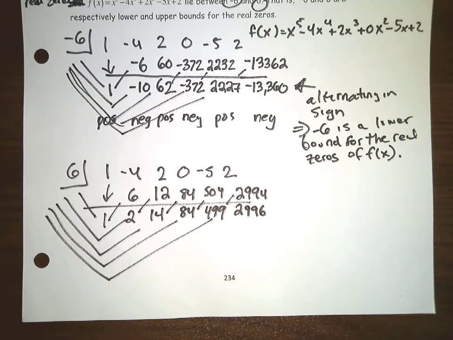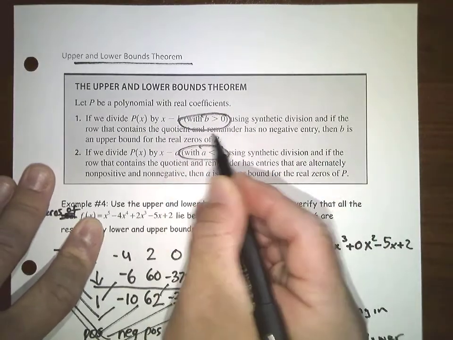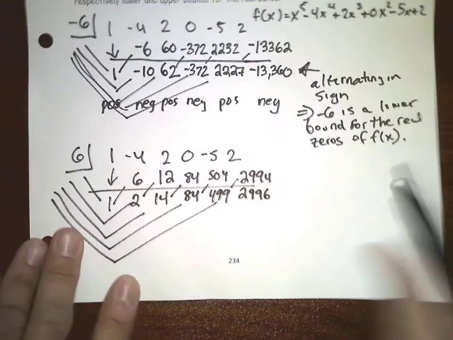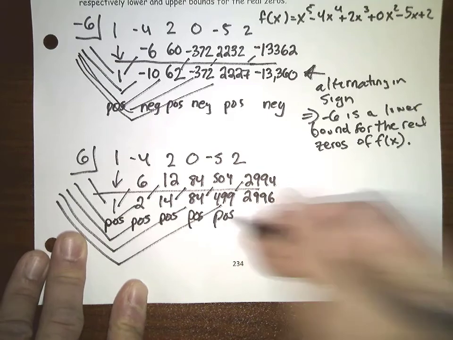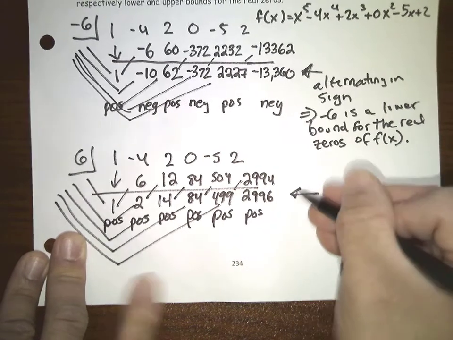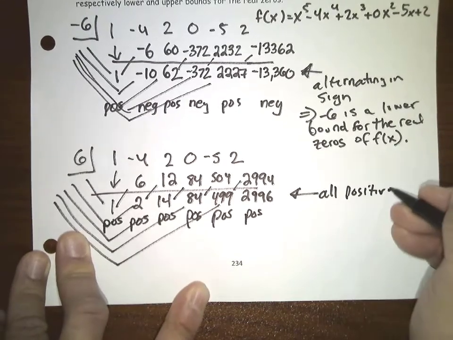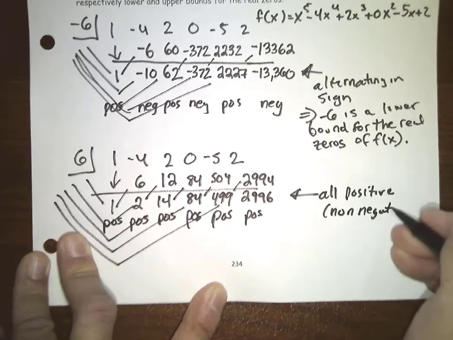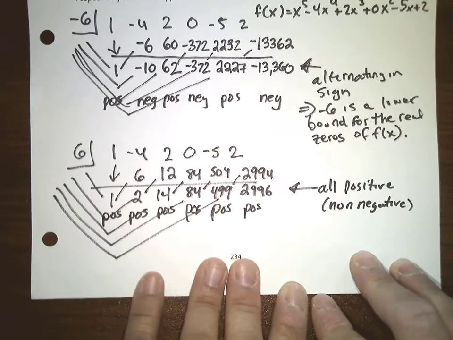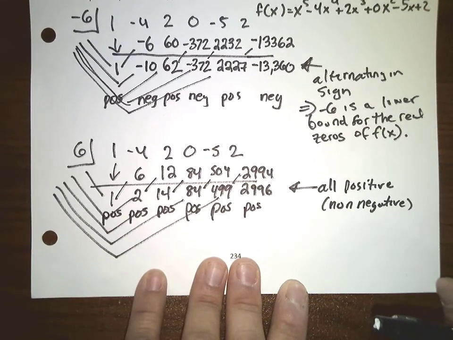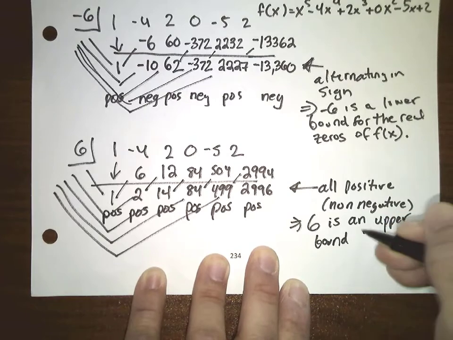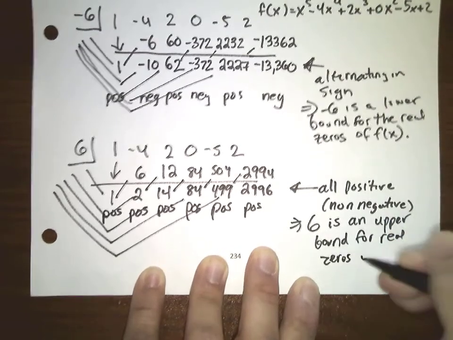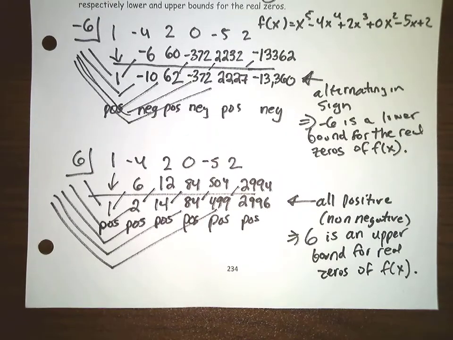So 2 plus 2,994 is 2,996. So then for a positive number, you want no negative entry. So all positive numbers here: positive 1, positive 2, positive 14, 84, positive 499, positive 2,996. So all positive or non-negative, meaning that it could be 0, by the way, but non-negative. So then what does that mean? Well, that means, therefore, 6 is an upper bound for the real zeros of f of x. All right, so hopefully that all makes sense.